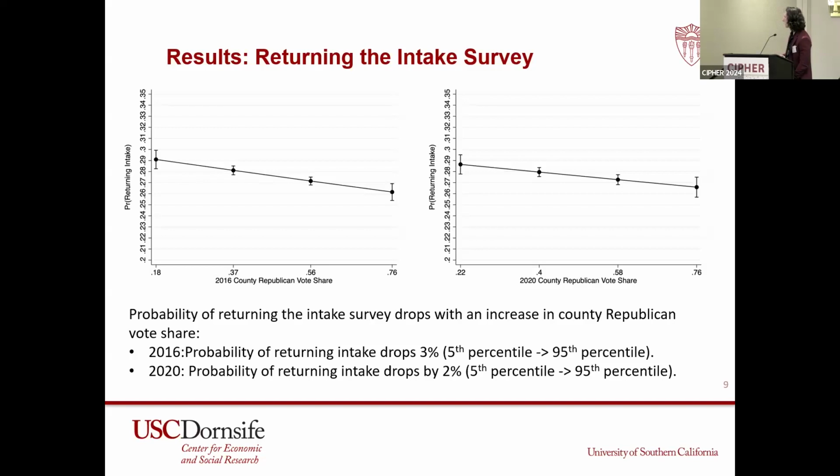So this is looking at the probability of returning the intake with 2016 and 2020 county Republican vote share, 2016 on the left, 2020 on the right. And you can see that the probability of returning the intake does drop with an increase in county Republican vote share, but this drop is relatively small. So for 2016, going from your most Democratic counties to your most Republican counties, the probability of returning the intake only drops by about 3%. In 2020, over that same range, it drops by about 2%.